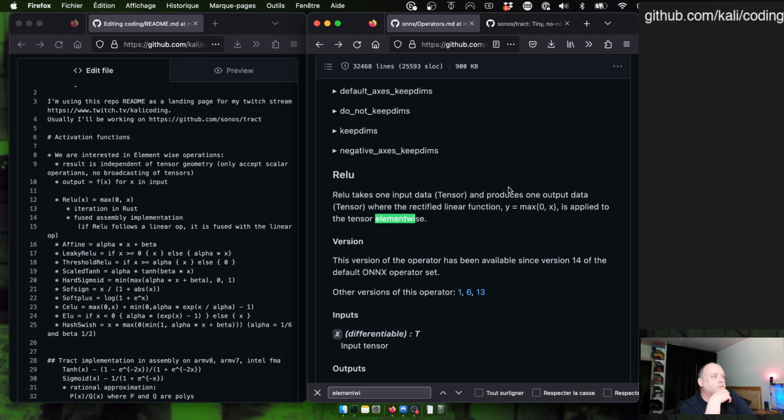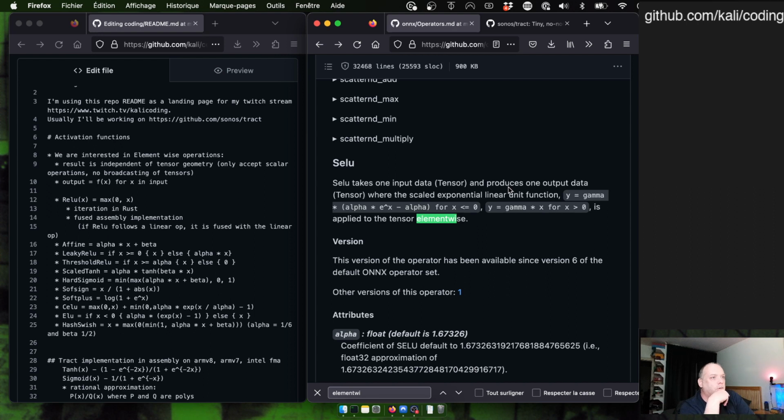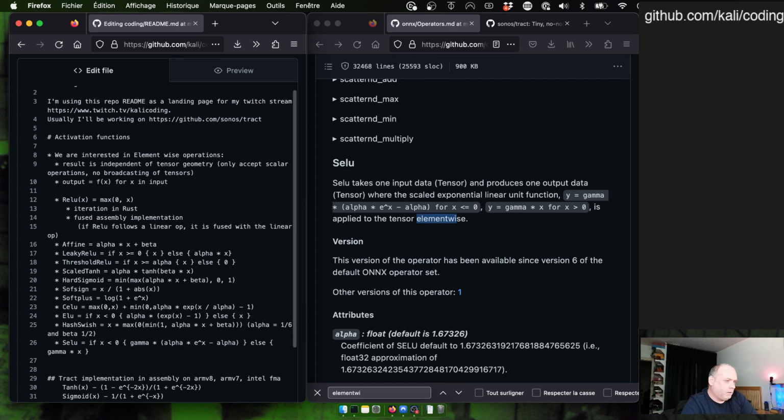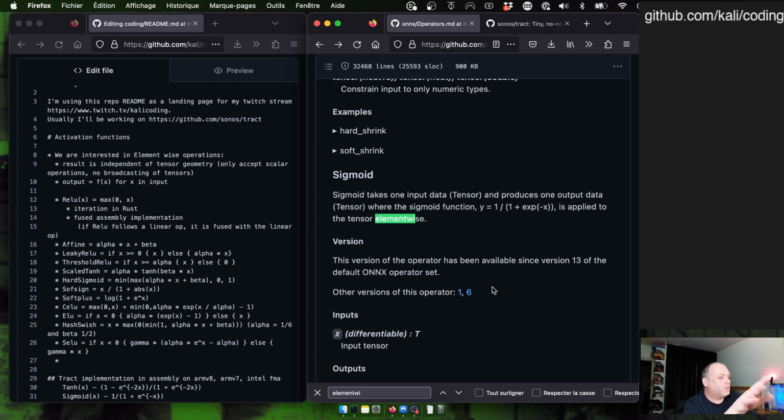Relu is max of 0 and x. Silu takes one input data and produces one output data, whereas a scaled exponential linear unit function. Okay, so it's one more with exponentiation. That's Silu, and it's equal to gamma times alpha times exponentiation minus alpha, and this is for x negative, and gamma times x for x positive. Okay, that's one more. Sigmoid already discussed.